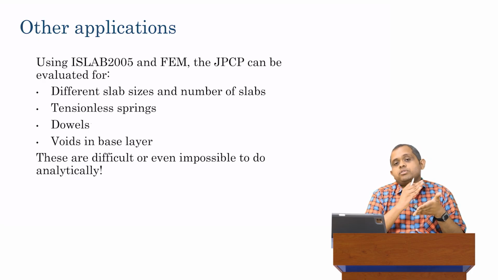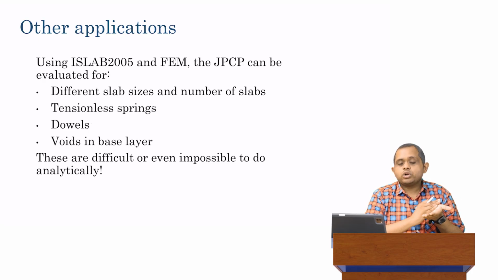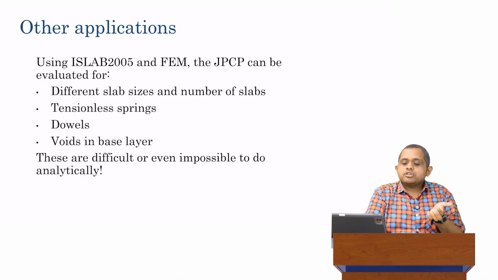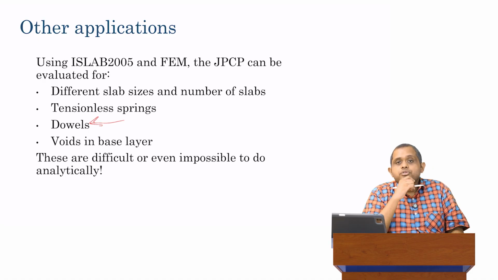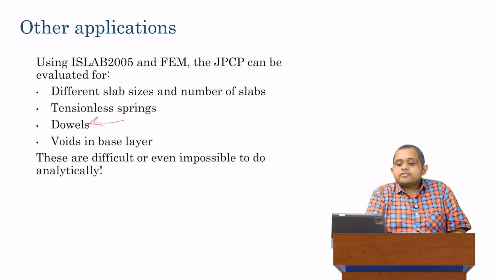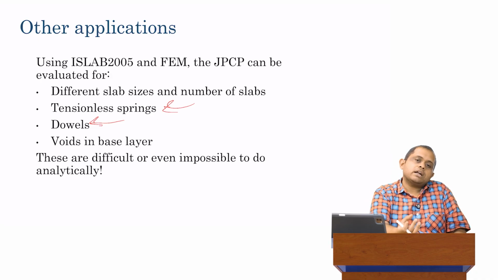You can model the joints with springs, as we talked about two lectures back, or you could model it using dowels, using the component dowel model, which we talked about last time. You could have tensionless springs. So again, the idea is if the slab is pushing the ground, then the ground should have a reaction, that's fine. But if the slab is being pushed upwards, the ground should not be pulling it back. That's what we call a tensionless spring. That is practically speaking, for engineers, impossible to do analytically. ISLAB can do it without too much difficulty.